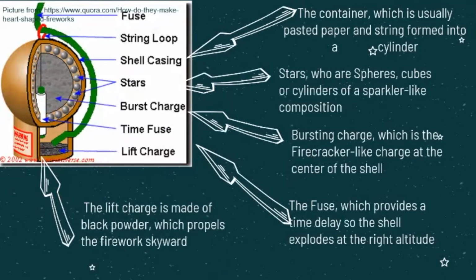Second, the stars, which are spheres, cubes or cylinders of a sparkler-like composition. Third, the bursting charge, which is the firecracker-like charge at the center of the shell. Fourth, the fuse. It provides a time delay so the shell explodes at the right altitude. Located just below the shell is a small cylinder that contains the lifting charge.